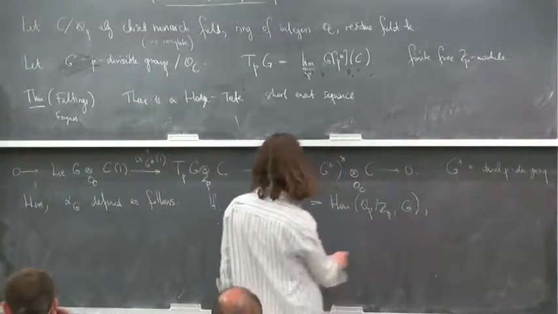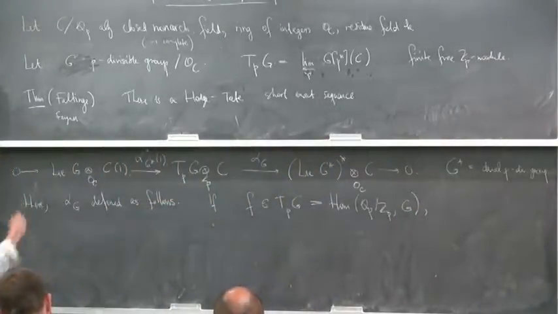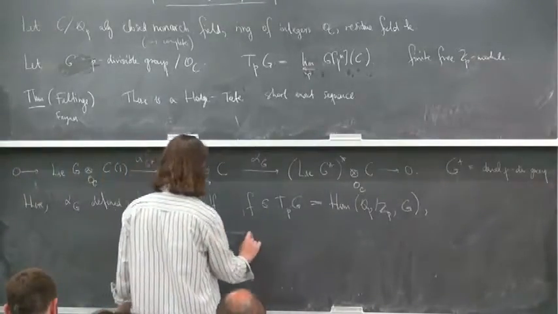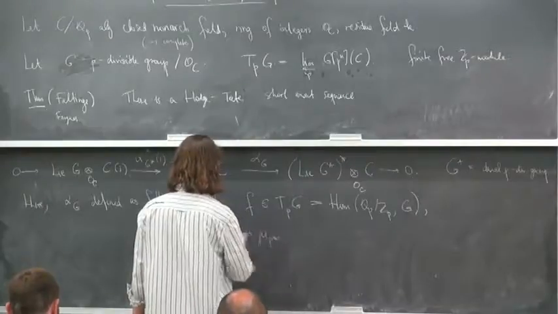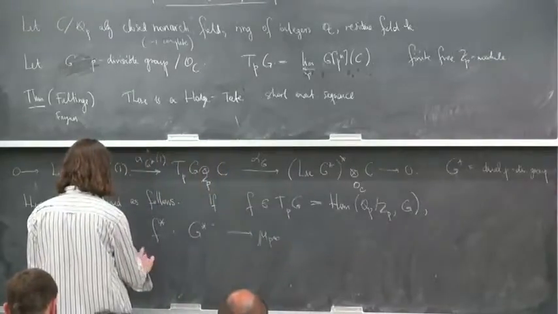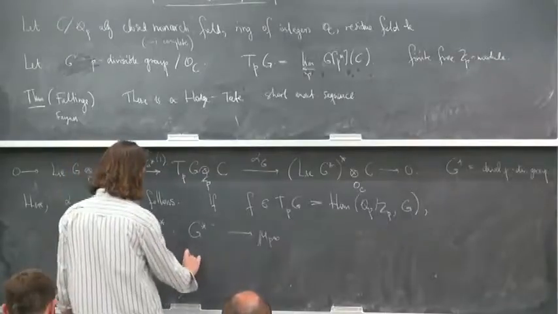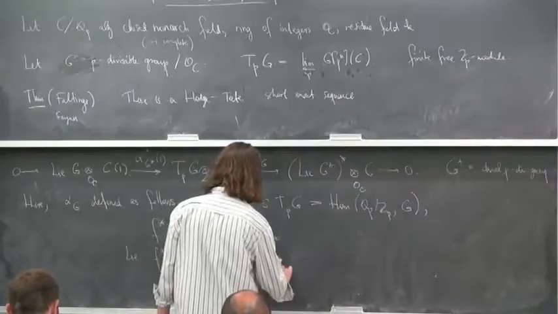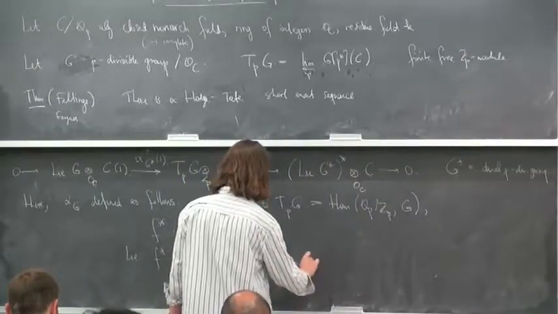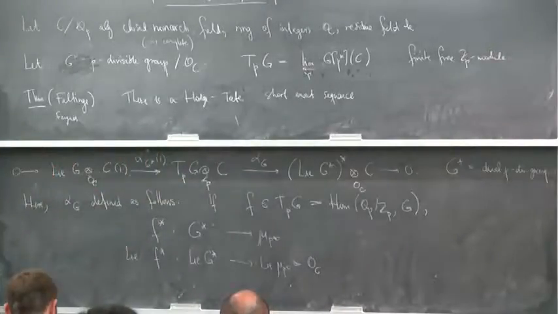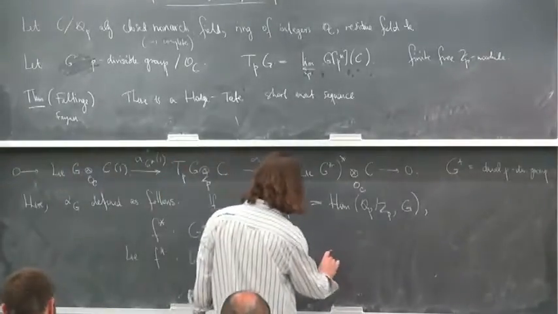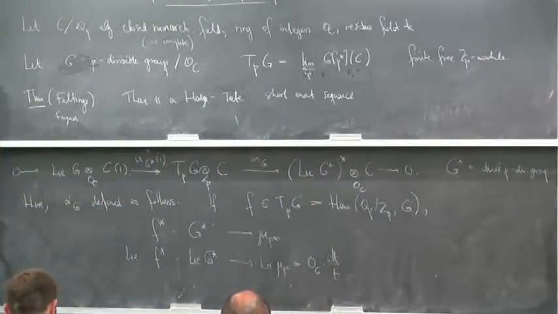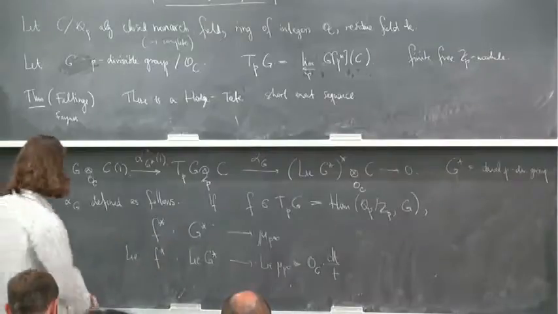So if you have such an element in here, then you can look at the dual map, which is a map from the dual p-divisible group to mu_{p^infinity}. Then you can look at the induced map on Lie algebras. It's a map from the Lie algebra of G dual to the Lie algebra of mu_{p^infinity}. But that's canonically trivialized if you want, by the standard differential dt over t. And so there is an element of the dual of the Lie algebra of the dual.